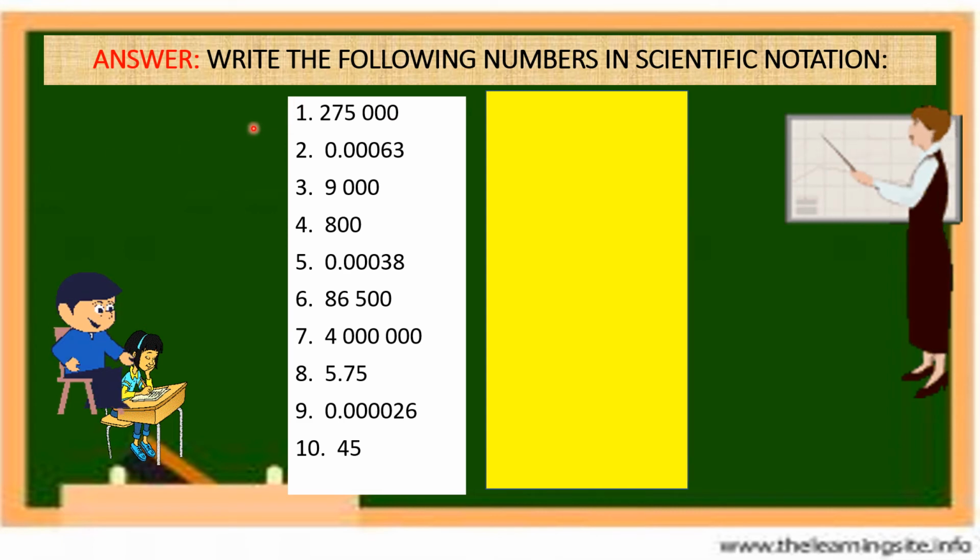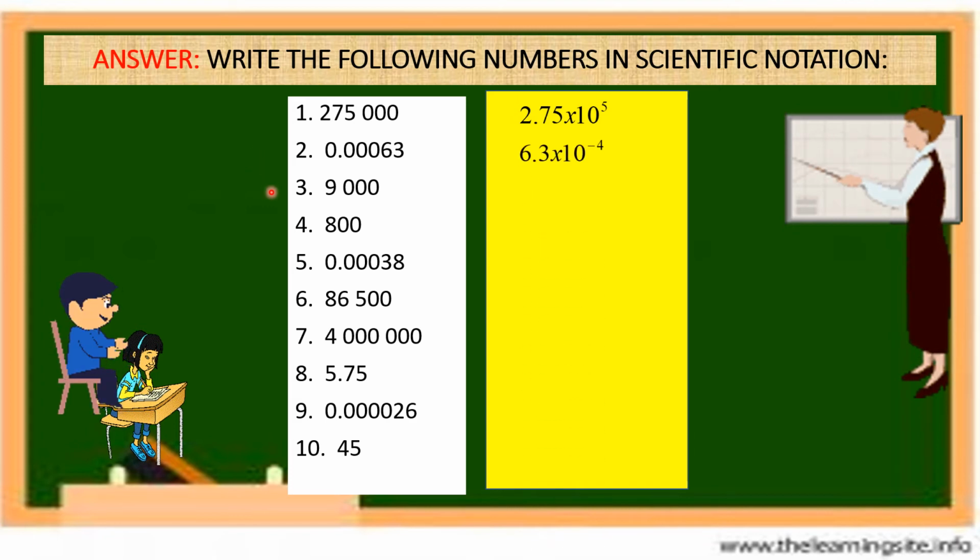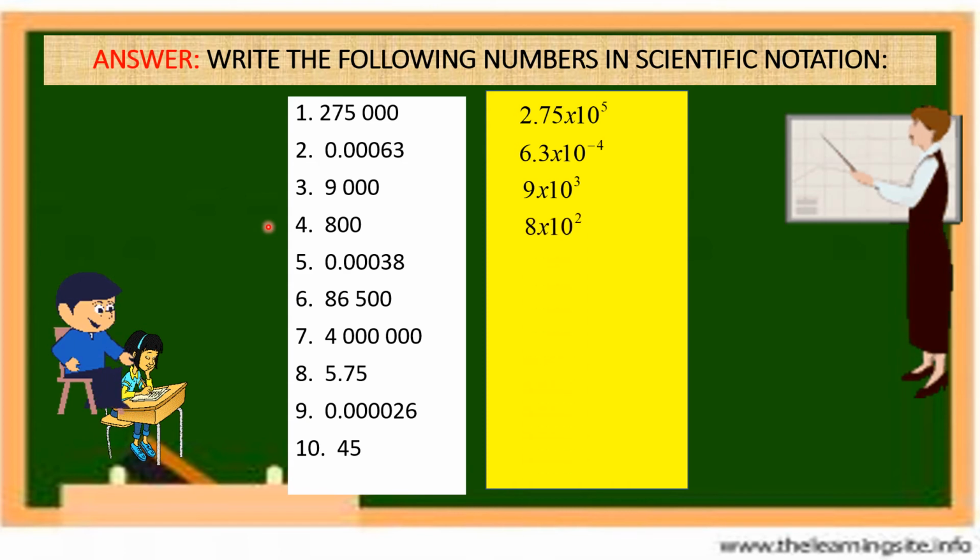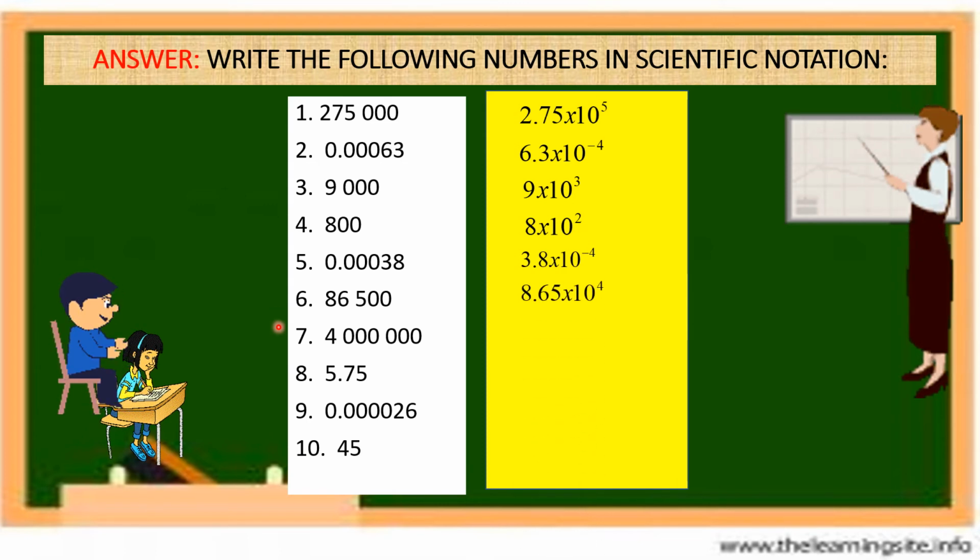Number 1 is 0.75 times 10 raised to the 5th power. Number 2, 6.3 times 10 raised to negative 4. Number 3, 9 times 10 cubed. Number 4, 8 times 10 squared. Number 5, 3.8 times 10 raised to negative 4. Number 6, 8.65 times 10 raised to the 4th power.